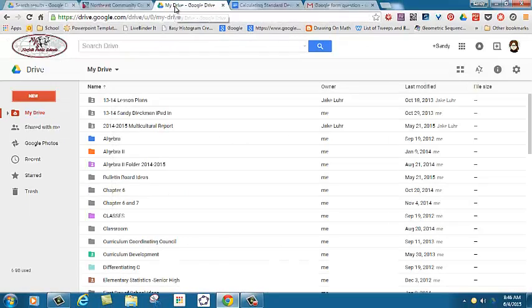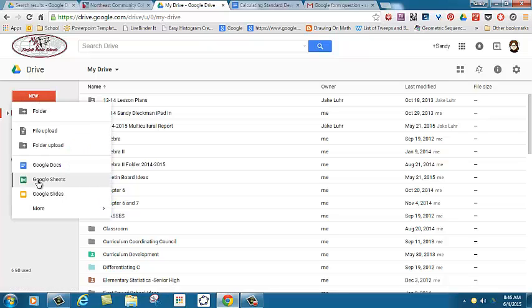So if you are a Chrome user, I'm going to go into my Google Drive, and I am just going to go to New here, and I'm going to create a new Google Sheet.